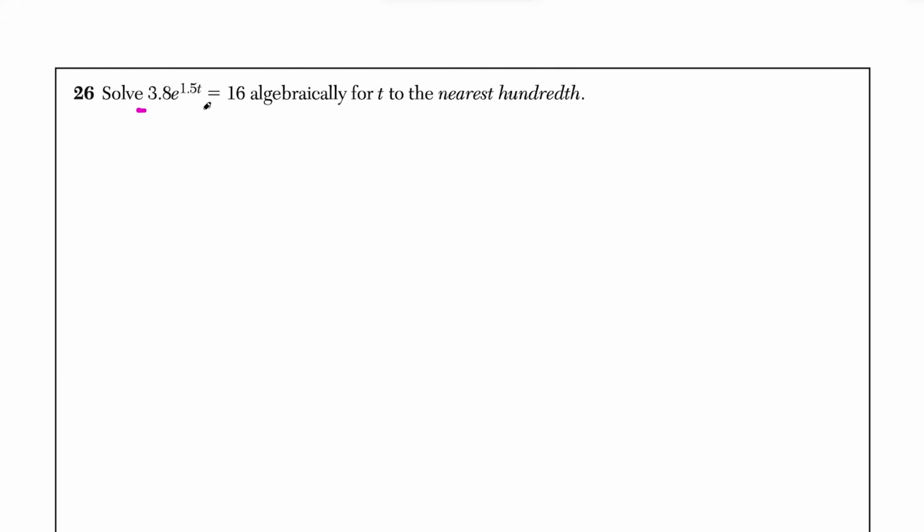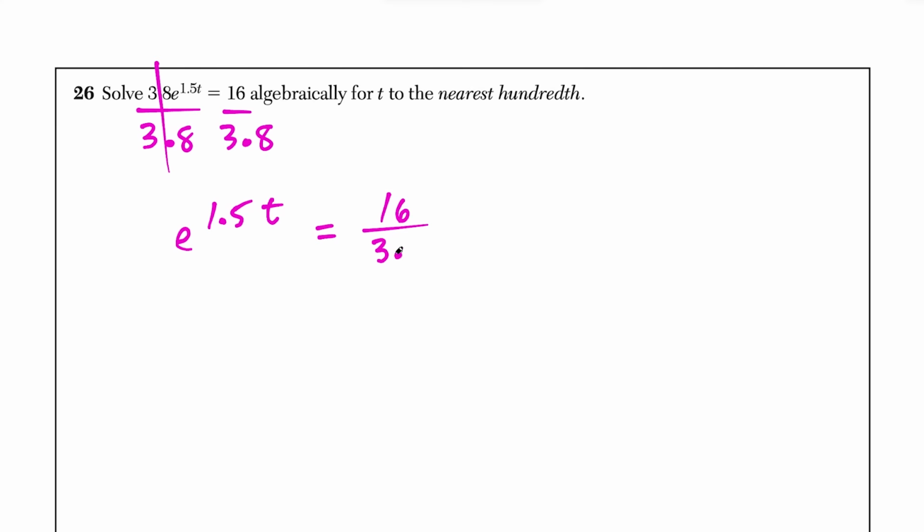So we could start by dividing both sides by 3.8. And that's going to give us, after 3.8 over 3.8 cancels, e to the 1.5t equals, and we have 16 over 3.8. I'm going to type this all in the calculator at the end. So right now, I'm just going to leave it in fraction form.